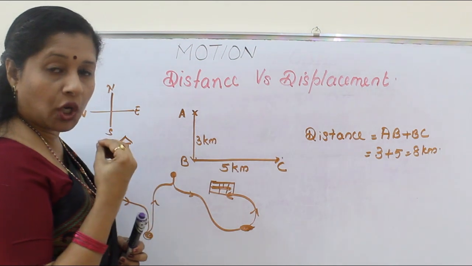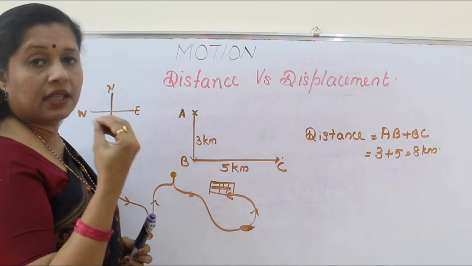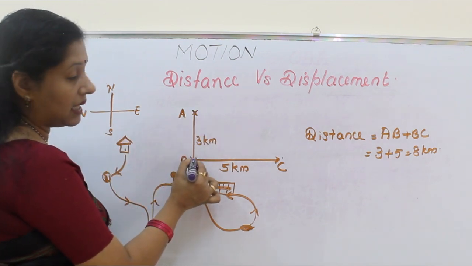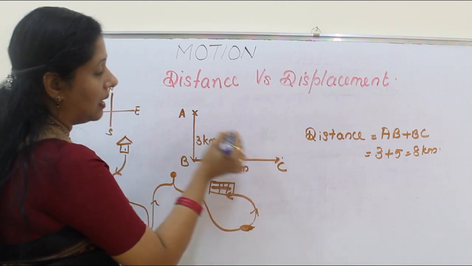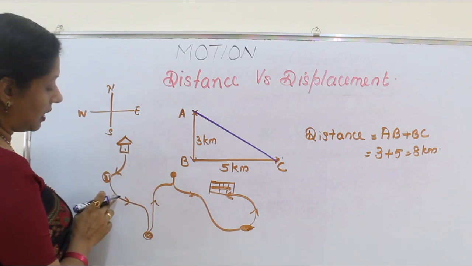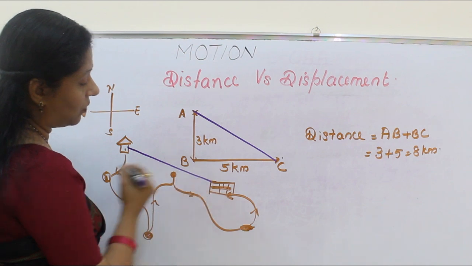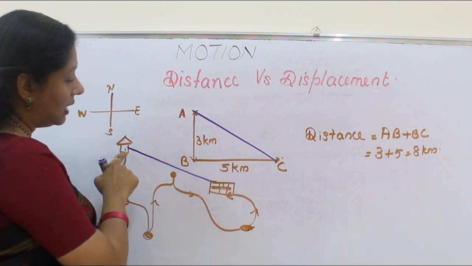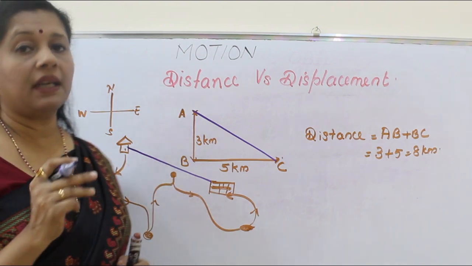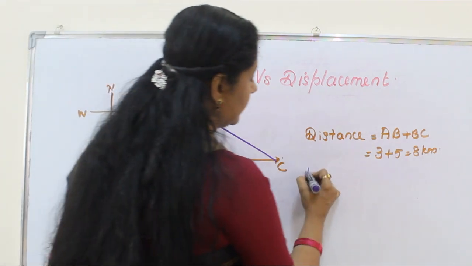But if you see, the shortest distance between the initial point and the final destination is measured. For example, here though you came 3 kilometers southwards and then you walked 5 kilometers east, the actual distance is this AC, right? The same way here also, from your house to school, if there was a straight road and you did not take any other deviation, then you would have traveled only this much. So this shortest distance between the initial point and final point of a moving body is called displacement.